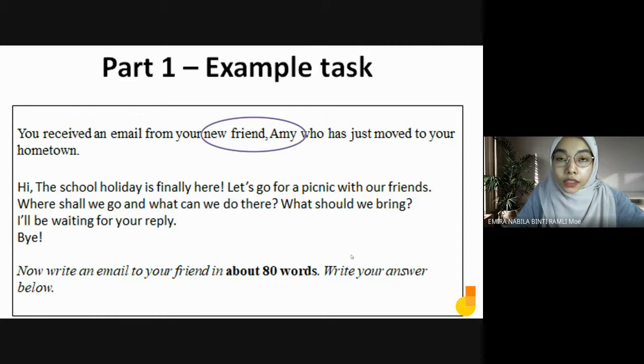Okay, in terms of content marks, see this? You have to go on a picnic with your friends. You highlight. And then the next content mark: where shall we go? The next content mark: what can we do there? And then the next content mark: what should we bring? That is how you assess your email writing. Okay, so far is it clear?